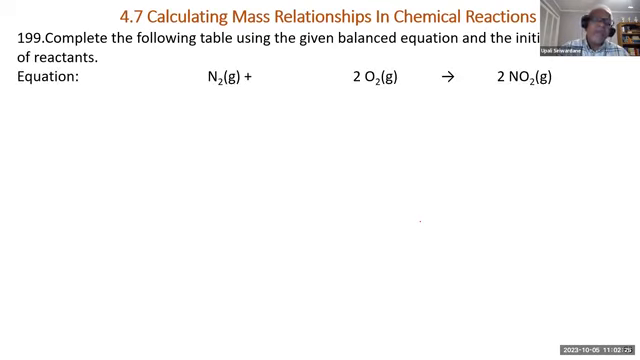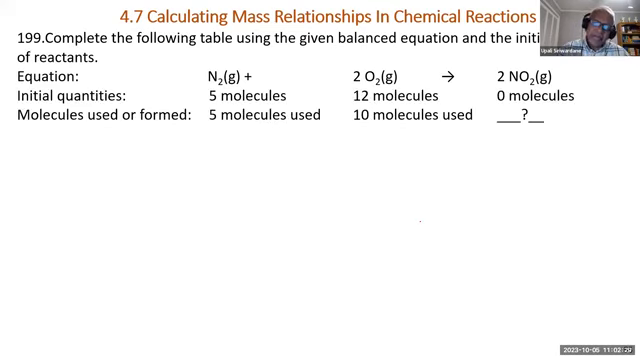Now let's look at this about limiting reactant. You mix up nitrogen and oxygen. This is the stoichiometric coefficient, 1, 2, 2, 2, 2. Initial quantity, 5 molecules, 12 molecules. There's none of the product formed initially.